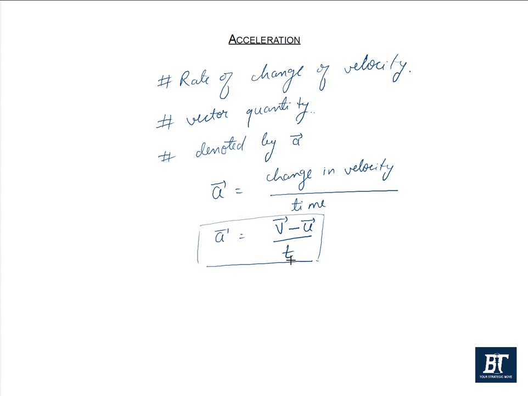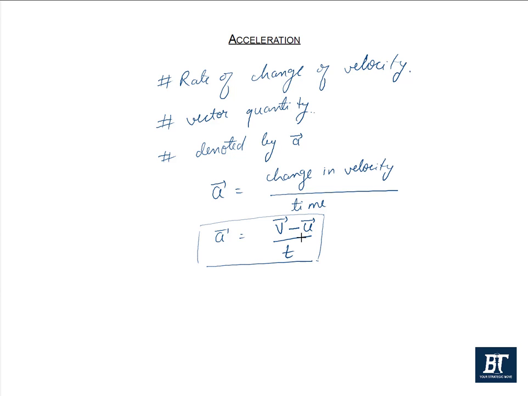So if in a time interval t, velocity of an object is changing from vector u to vector v, that is vector u is the initial velocity of the object and vector v is the final velocity of the object, then acceleration of the particle in that time interval will be defined as vector v minus vector u upon t. So this is a vector subtraction.